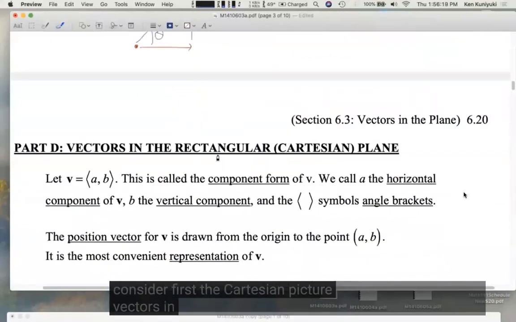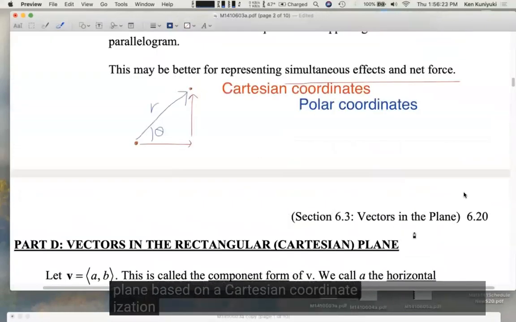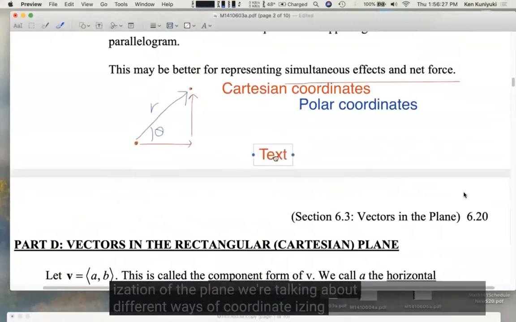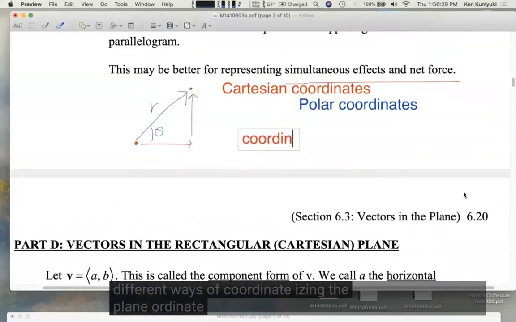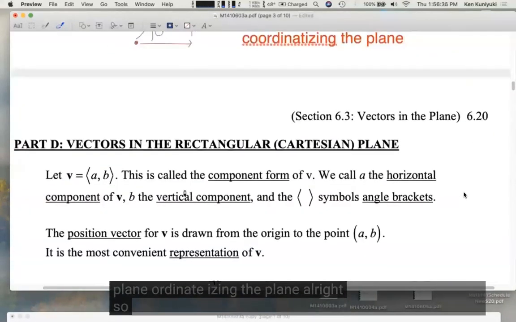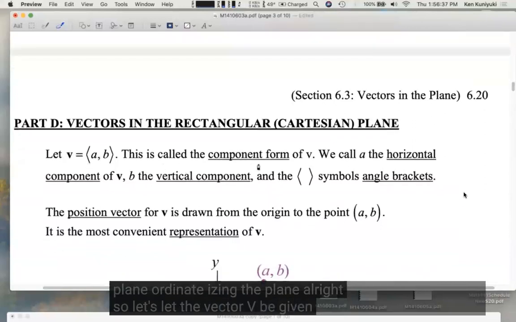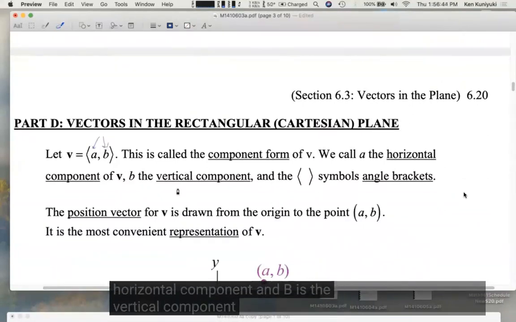Okay, so let's consider first the Cartesian picture, vectors in the rectangular or Cartesian plane, based on a Cartesian coordinatization of the plane. We're talking about different ways of coordinatizing the plane. All right, so let's let the vector V be given by this component form, where A is the horizontal component and B is the vertical component.